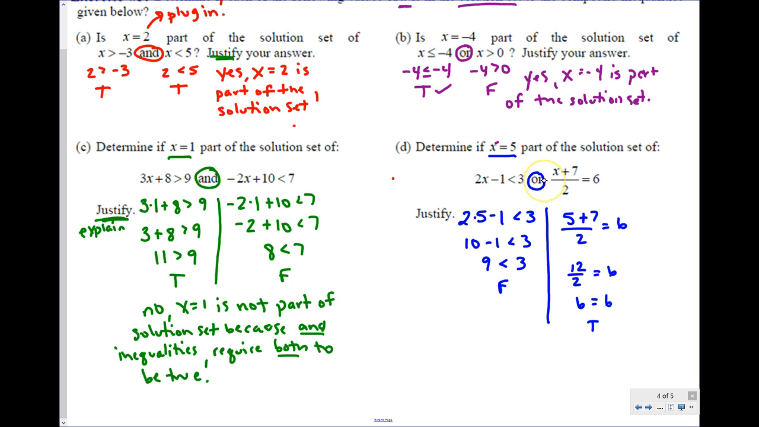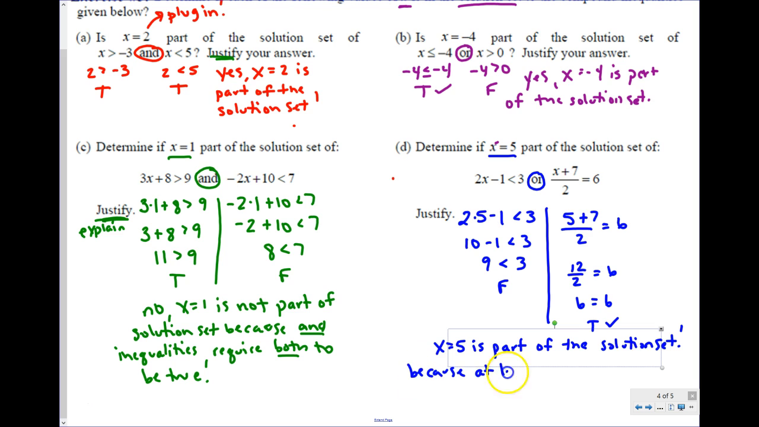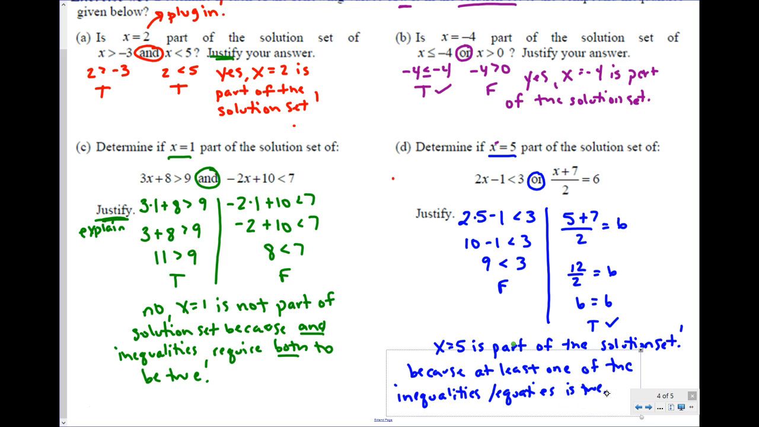And because this is an OR statement, and we have at least one being true, then yes, x equals 5 is part of the solution set because at least one of the inequalities is true. This is what they want you to do, and they want you to justify. They want you to explain why. Okay?